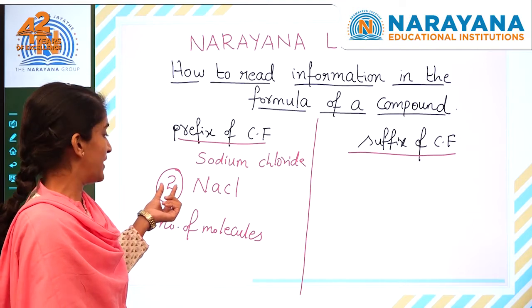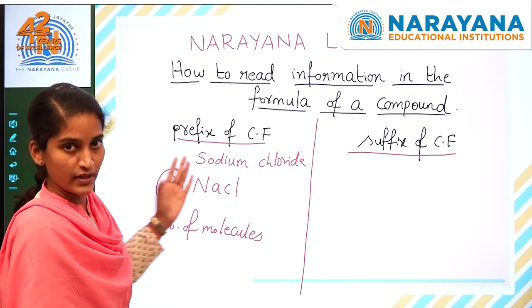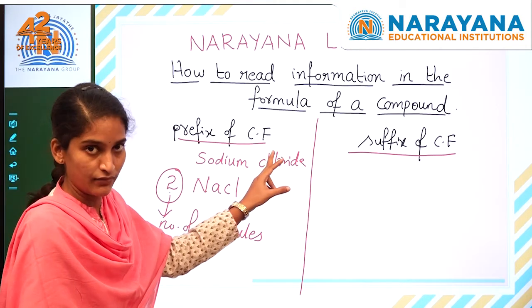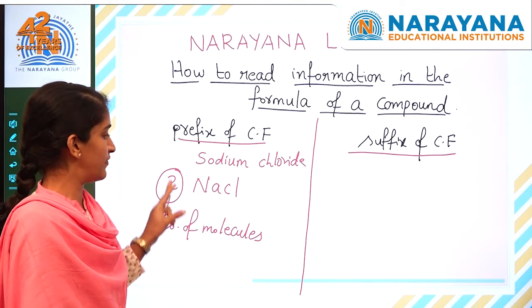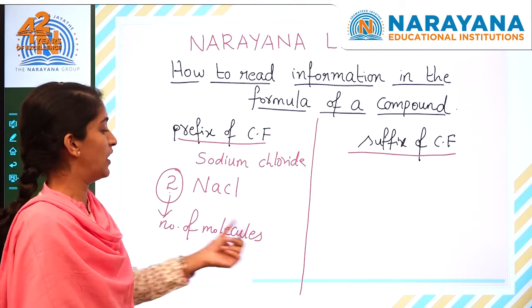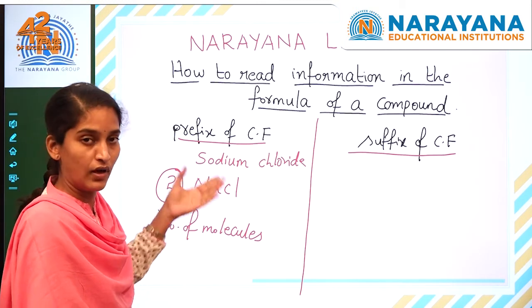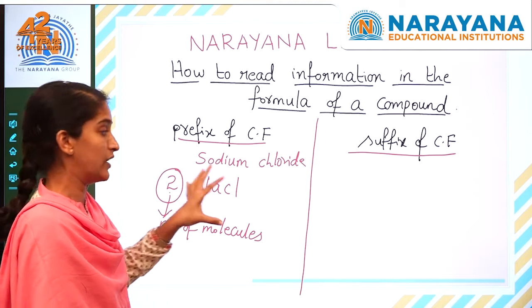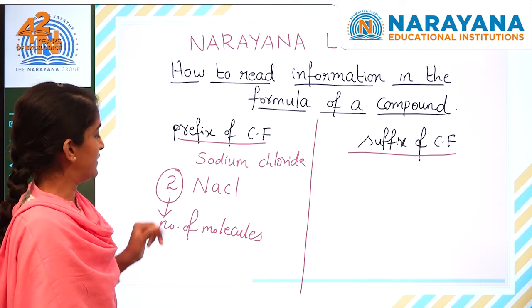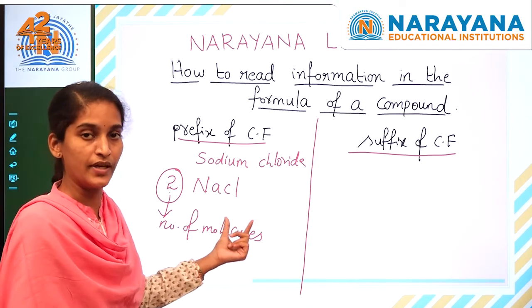So whatever numeral is written to the left hand side of the chemical formula, before the chemical formula, that numeral is said to be the prefix of the chemical formula. And what does the prefix indicate? Prefix is equal to number of molecules. Prefix tells us how many molecules are there for the given compound. So here we have numeral 2, so this represents 2 molecules of sodium chloride.